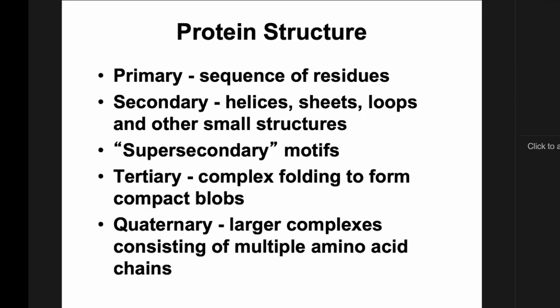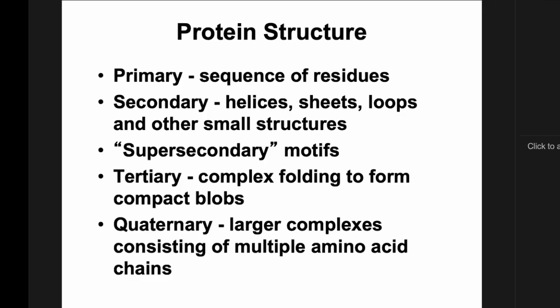Then all of these secondary and supersecondary structures fold to form a compact blob of some kind, and we would call this the tertiary structure of the protein. For a lot of proteins, that's it. Once they reach their tertiary structure, they're done. They are now functional proteins. Myoglobin is a good example of that. Myoglobin is just a single amino acid chain that forms a primary structure, secondary, supersecondary, and then all of that folds into a compact blob to form a functional molecule of myoglobin.